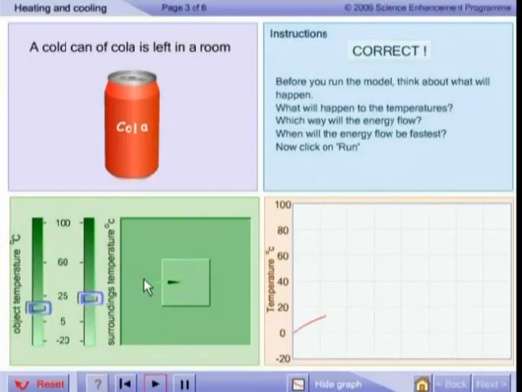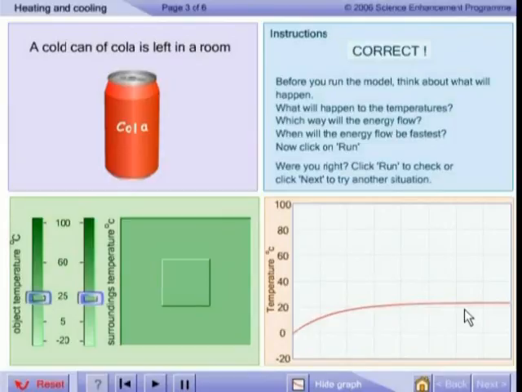It's just got warmer, and the arrow goes always from dark to light. And just like before, it's thickest at first and then gets thinner and thinner until there's no energy flow and the temperature of the cola just stays the same. We haven't plotted the temperature of the room because it will just be a straight horizontal.